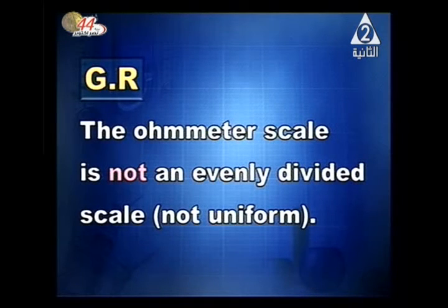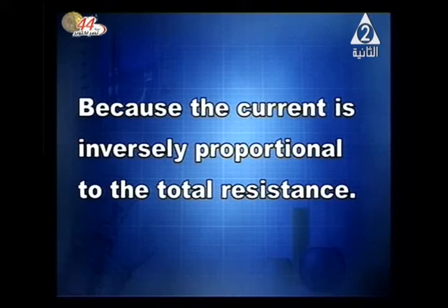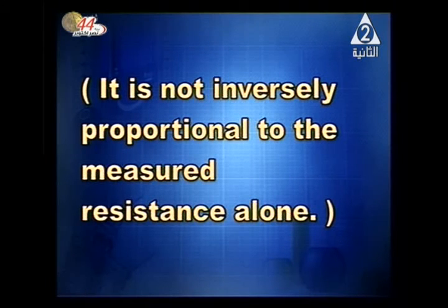the ohmmeter scale is not an evenly divided scale. It's not linear. It's not uniform. The ohmmeter scale is not an evenly divided scale because the current is inversely proportional to the total resistance. It's not inversely proportional to the resistance required to be measured. That's why the scale is not uniform, because the current is inversely proportional to the total resistance, not with the resistance required to be measured.